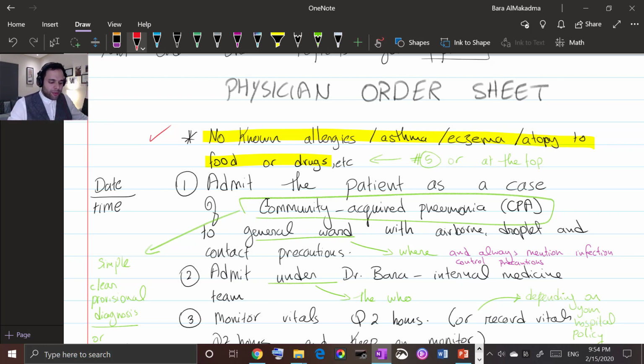All right, here is how you go. Always date and time, and always identify the patient. Do not write anything if it's not after identifying the patient properly and dating and timing. Once this is done, I'll go ahead and write admit the patient as a case of community-acquired pneumonia to general ward with airborne, droplet and contact precautions.